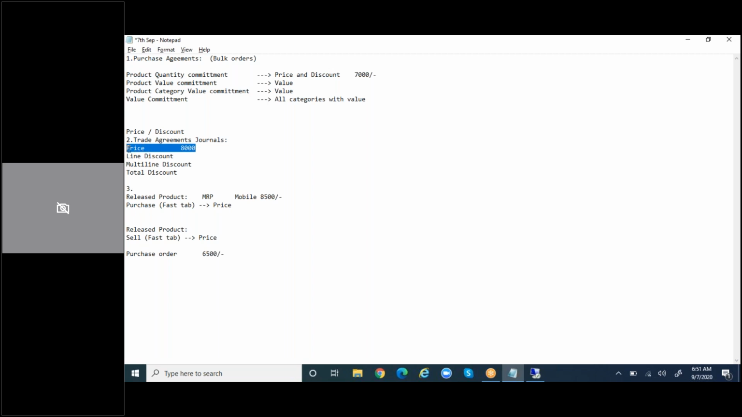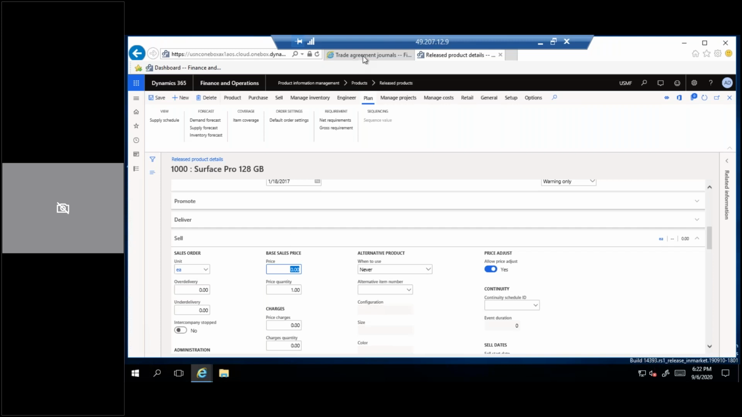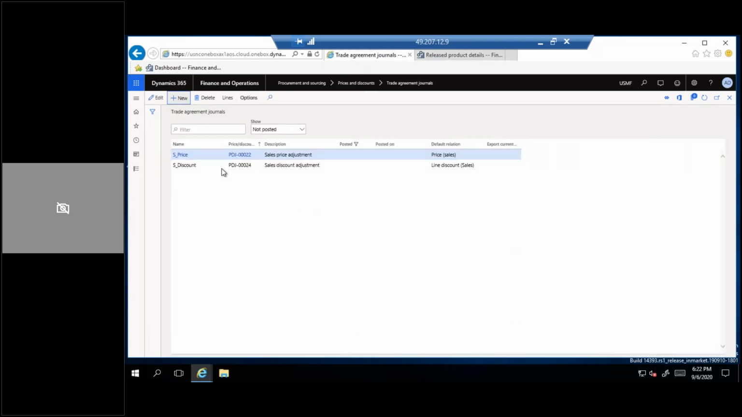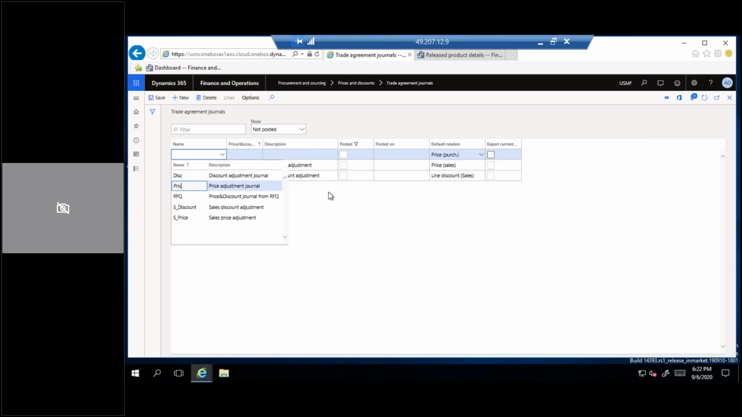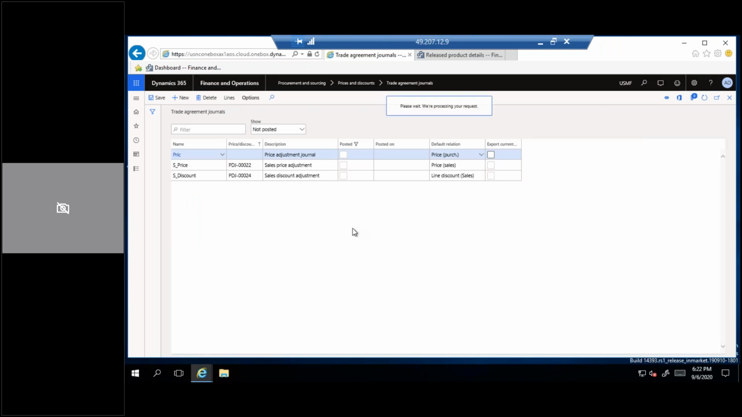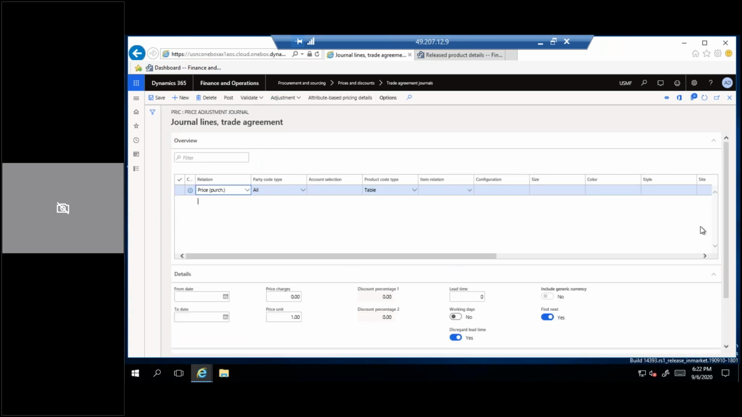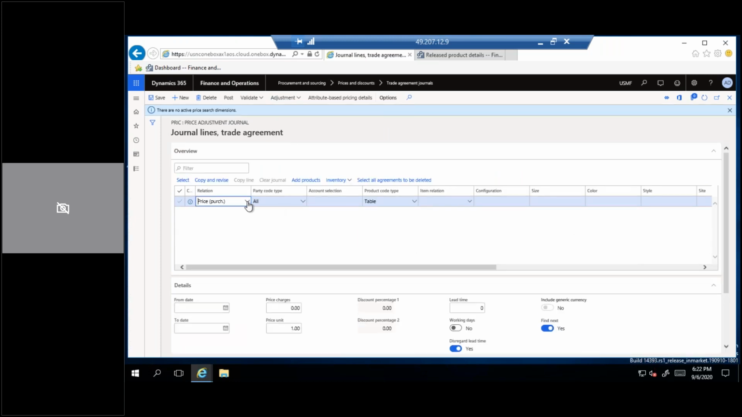So, trade agreements here. Trade agreements means there is no commitment between you and your vendor, or between you and your customer. Just a price. Let me show one transaction. New. Select the price. Go inside lines. Here, if you are doing purchase price, you can select purchase price for all vendors.